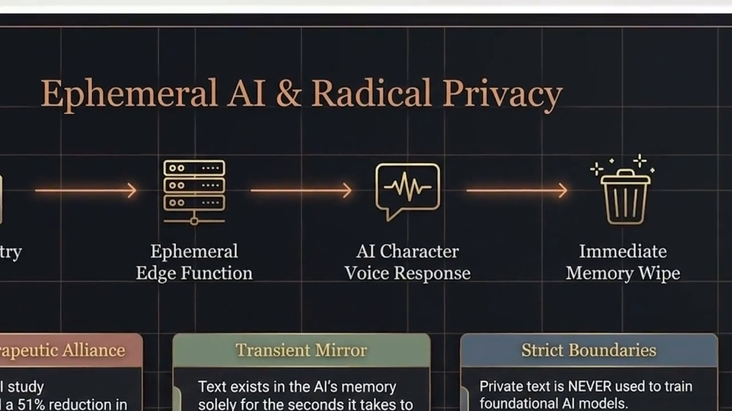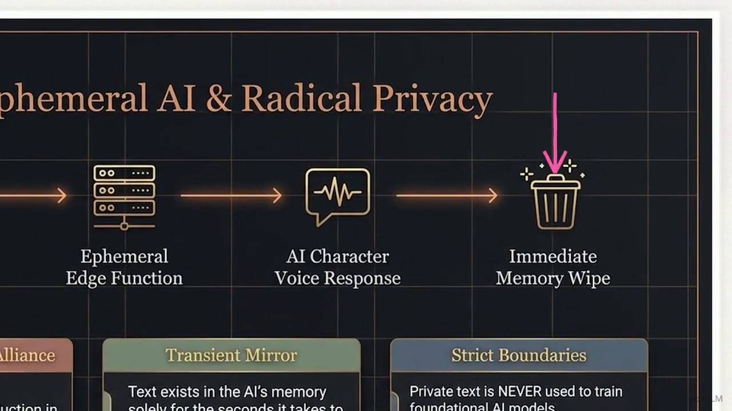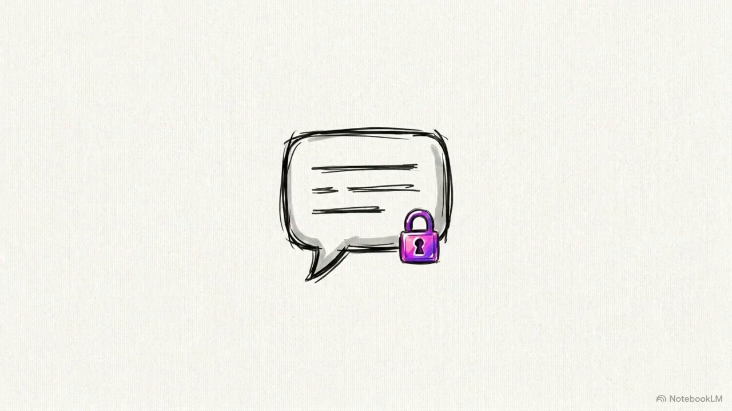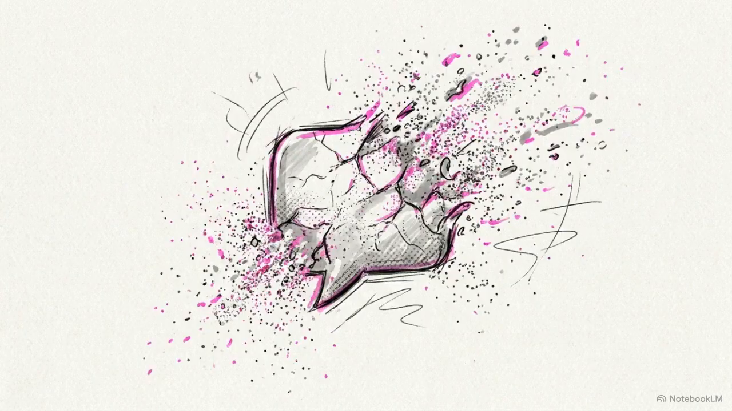Your text exists in active memory solely for the seconds it takes to read and reply. Afterward, the memory is immediately wiped. This specific chart breaks down our zero-knowledge threat model. It guarantees that our model providers, whether Anthropic or Google, are contractually prohibited from using your private journal entries to train their foundational systems. Limiting the mascot's reply to just 1 to 3 sentences prevents the tool from mimicking human therapy. You get a safe, transient holding space for your thoughts, and your words disappear the moment the processing is complete. Let's put this into practice.